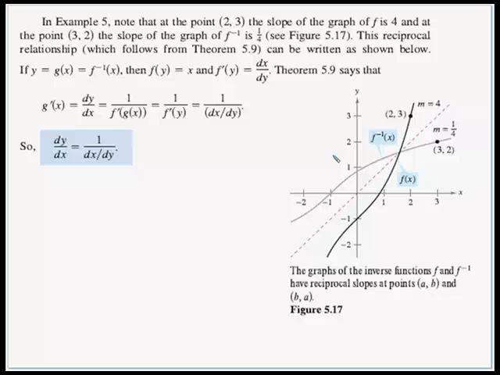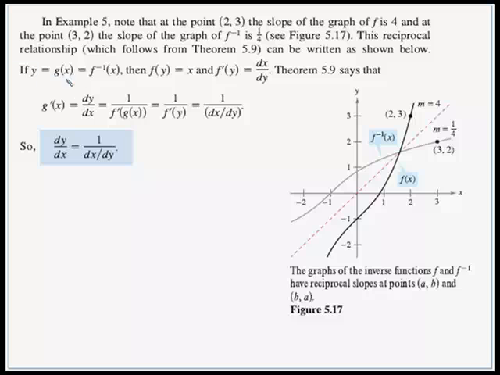And here's a little picture to sort of back up what we just did. In example 5, note that at the point 2, 3, the slope of the graph of f is 4, and at the point 3, 2, the reflected point, the slope of the inverse function, f inverse, is 1/4. This reciprocal relationship, which follows from our theorem 5.9, can be written as shown below.